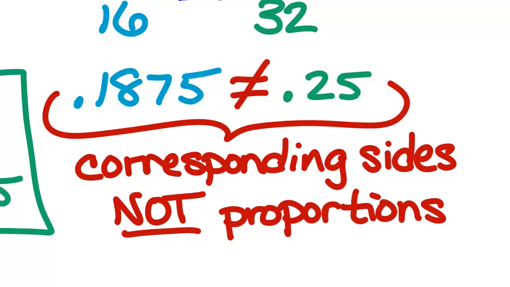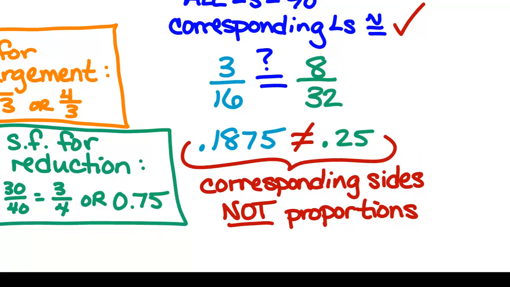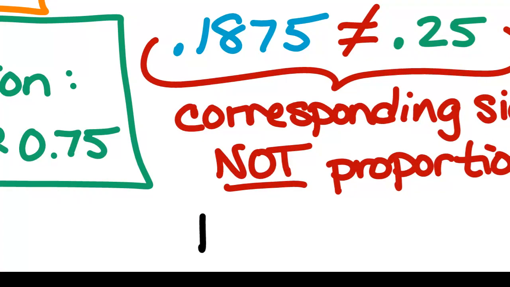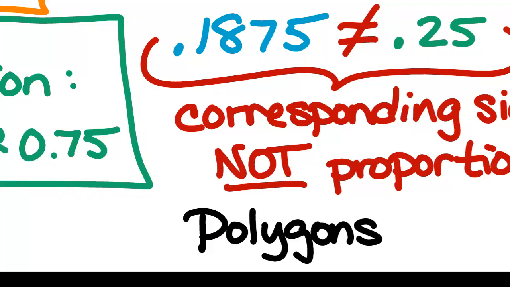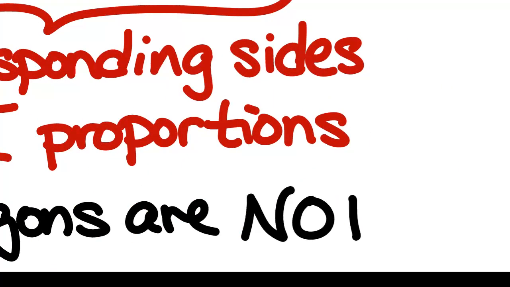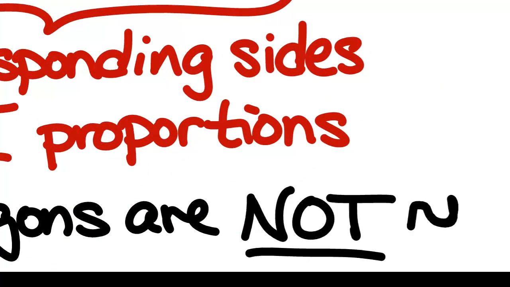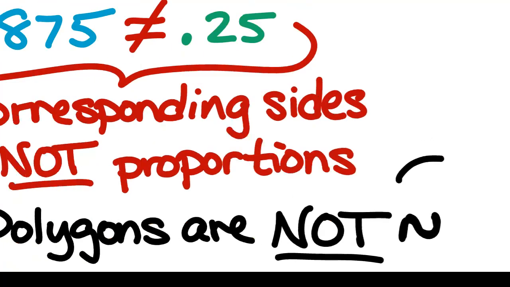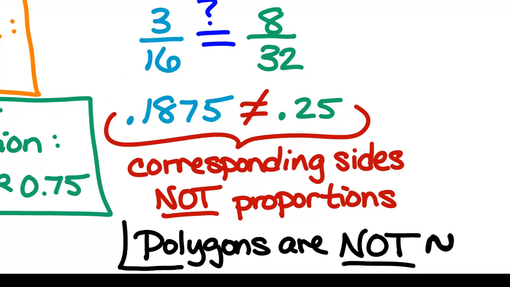So what does that mean about these two rectangles? What were we checking to see? The polygons are not similar. That's absolutely correct. And for space, I'm going to use the symbol for similar instead of writing that word out. Polygons are not similar.